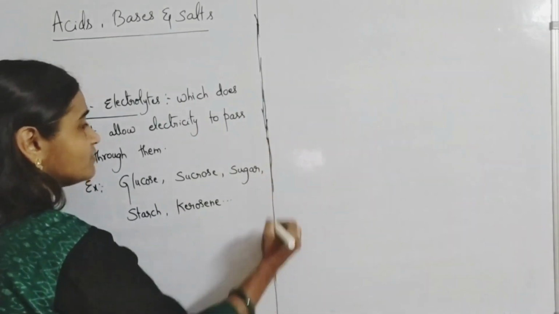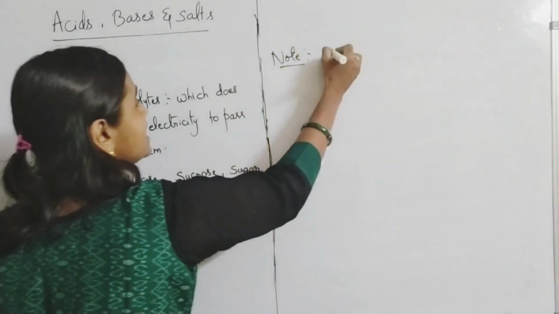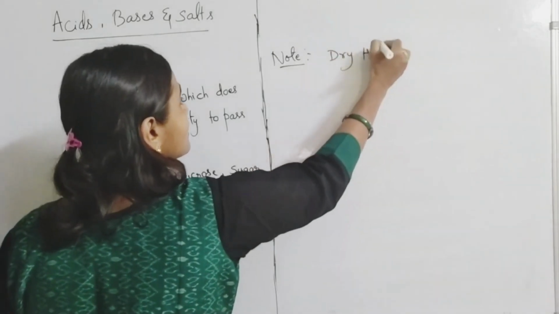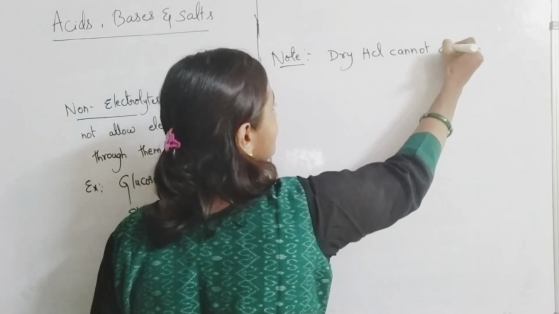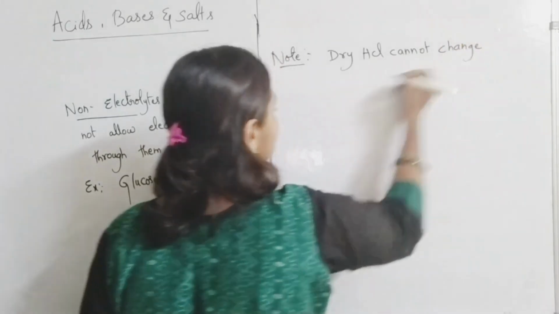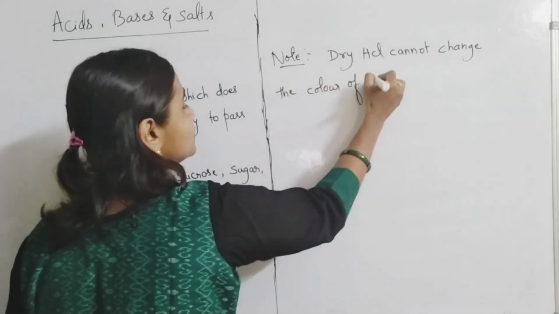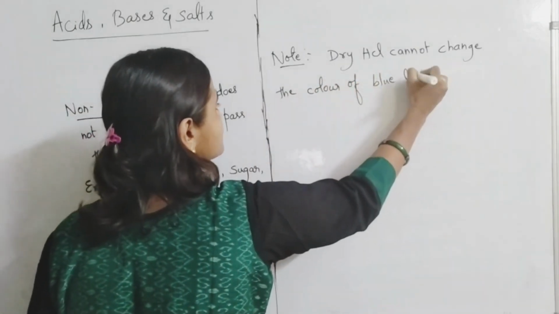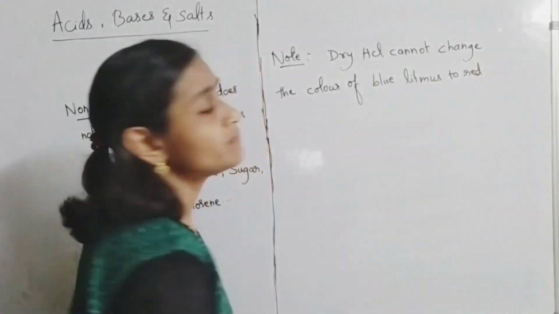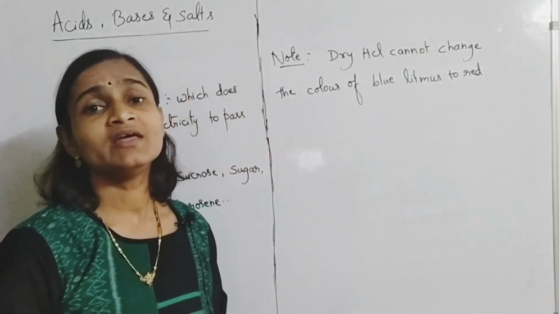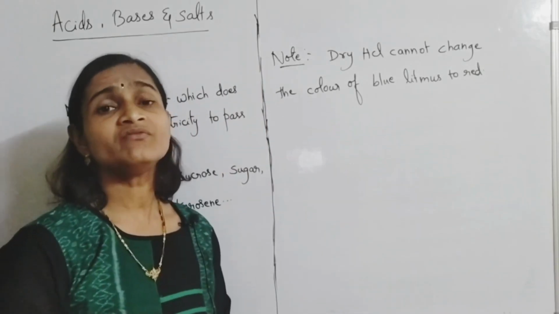Please understand me carefully. Note, dry HCl cannot change the color of litmus paper, cannot change the color of blue litmus to red. Blue litmus paper cannot be changed to red. That means acids which are having water molecules with them, they only can change the color of litmus paper.